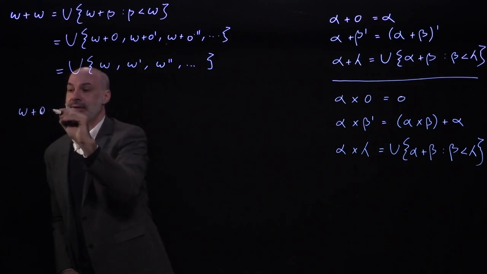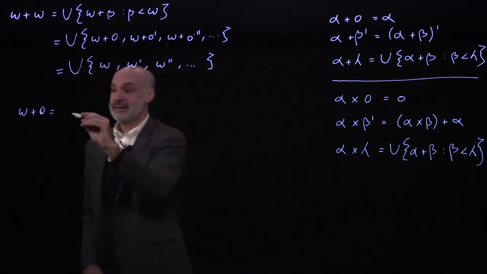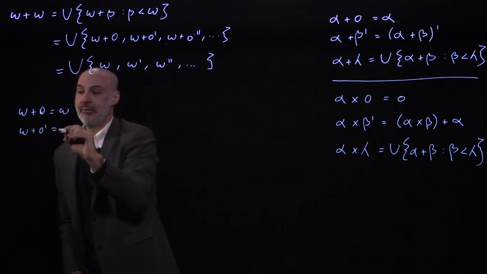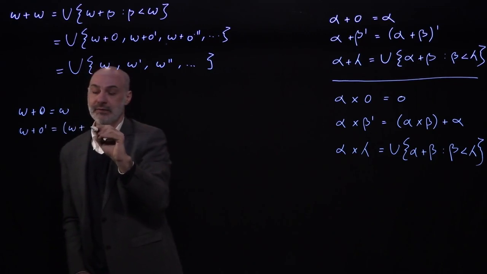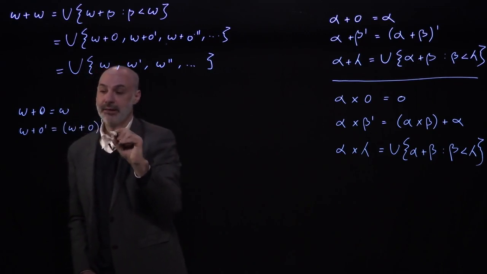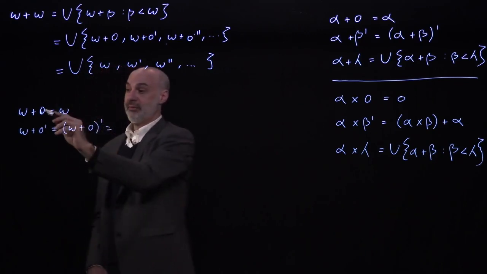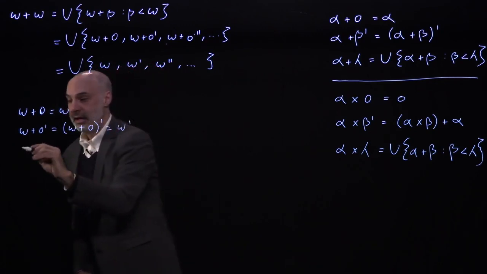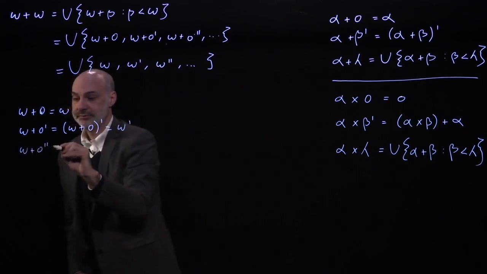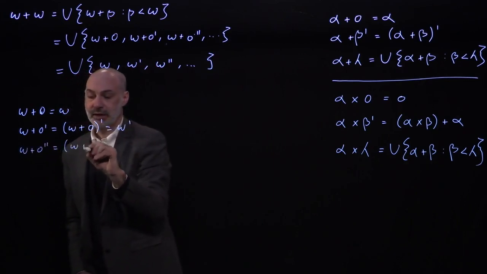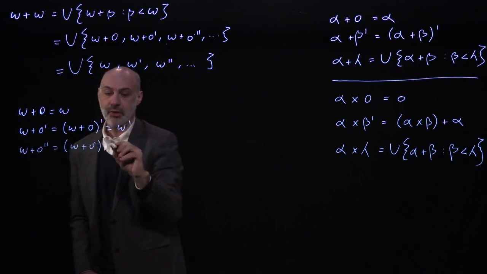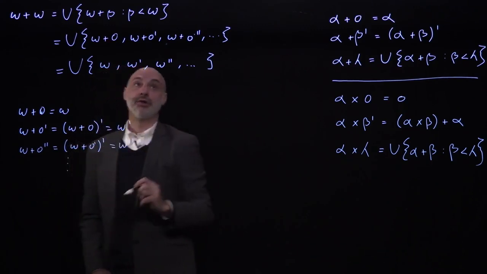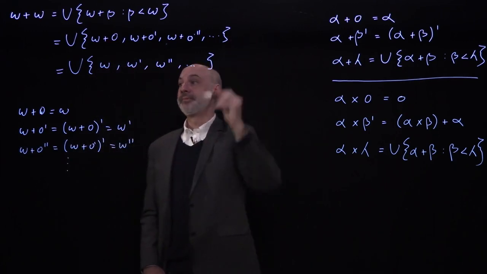Omega plus 0 by the first clause is just omega. Omega plus 1 by the second clause is omega plus 0 prime, which by the result we just proved is omega prime. Omega plus 2 is omega plus 1 prime, which by the result we just proved is omega double prime, and so forth. So that's how we get from here to here.